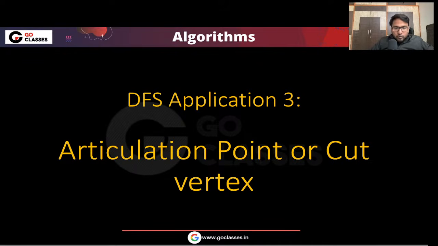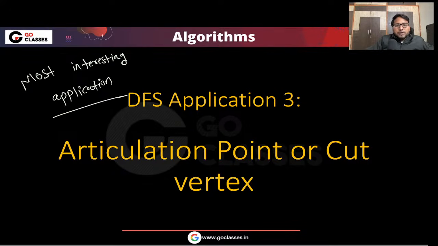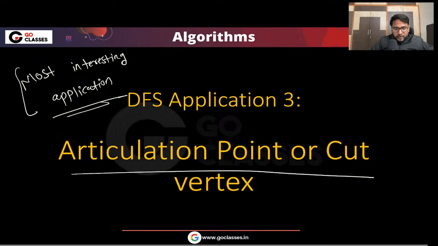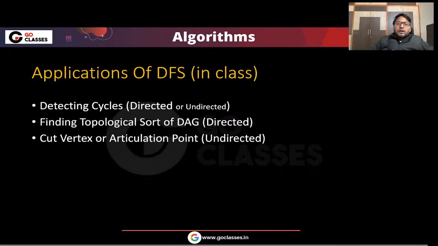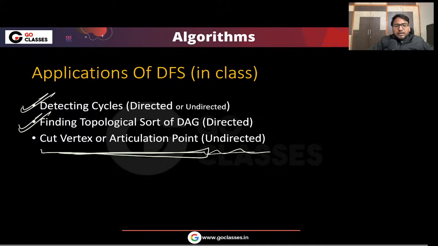Now let's move to the third and most interesting application of DFS, and a little tough also, but we will make it very nice. It is the articulation point or the cut vertex. We have done detecting cycle and finding topological sort. Let's see the last one, which is the cut vertex in the undirected graph. In the directed graph, there is no well-defined definition of the cut vertex, so we will see the undirected graph here.